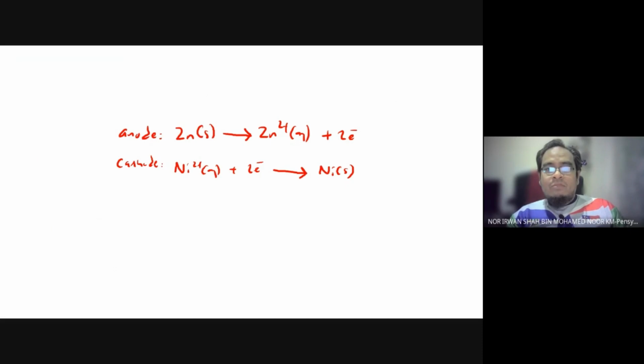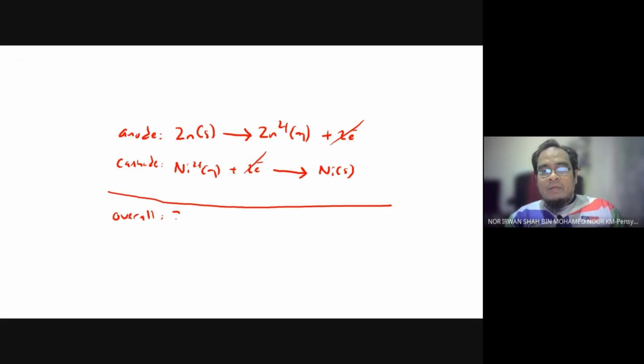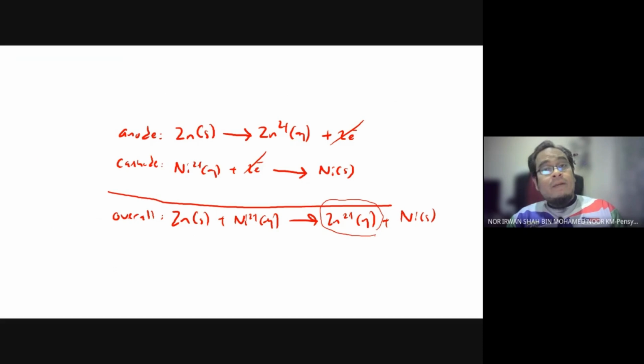Okay, nampak tak? So bila kita tuliskan the overall equation, apa kita akan dapat? So 2 mol elektron cancel. Okay, jadi kita akan ada zinc plus nickel 2+. So kita akan dapat apa? Kita akan dapat zinc 2+ dan solid nickel guys. Nampak tak sekarang ni apa? Nampak, tengok guys, zinc 2+ kat mana? See, zinc 2+ dekat sebelah produk dan nickel 2+ dekat sebelah reactant.